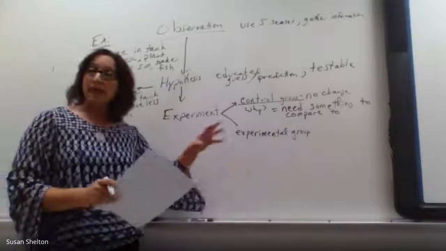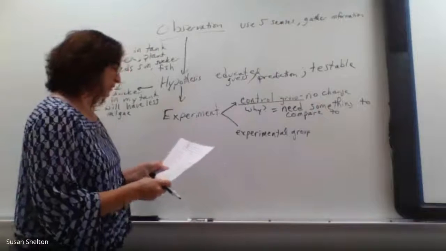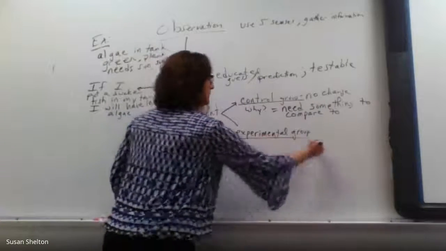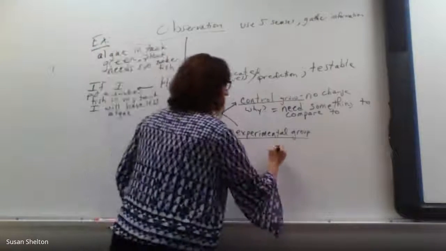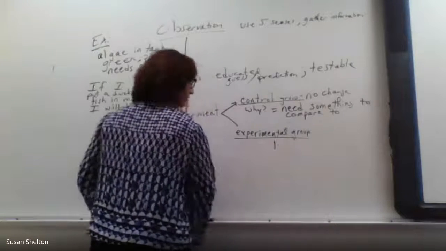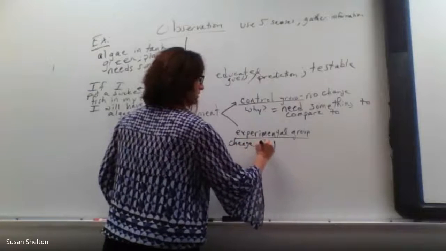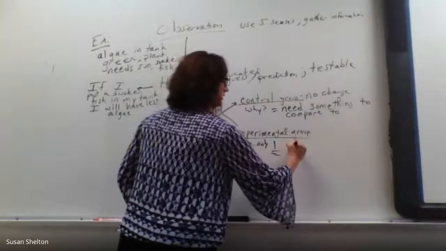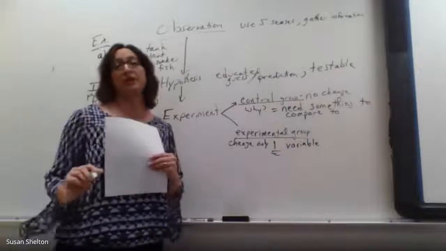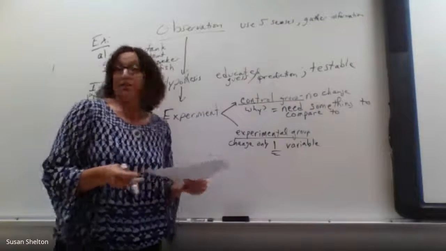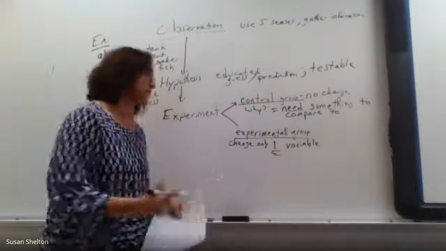Okay, next, now you're going to actually change something. This is the experimental group, and on your paper, it says you change only one variable. Okay, actually, I want to write that down. Change only one variable. You're going to change just one thing. Okay, now I ask you why. Why don't we want to change 2 things, 3 things, 4 things?